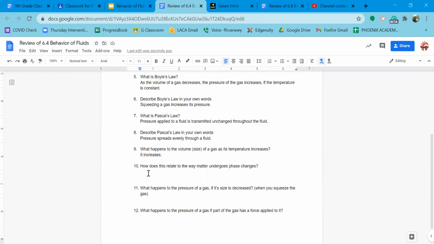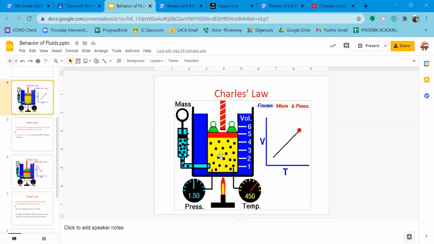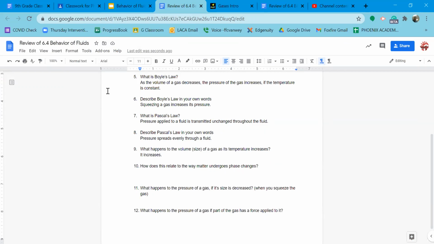And question 10 is interesting because it relates back to section 3, chapter 6, section 3. It talks about the way that matter undergoes changes in phase or changes in state. So when we increase the temperature of matter, its particles are going to speed up and spread apart. As they're heated, the particles of a solid are going to move apart. When they do that, it becomes a liquid. If we continue heating, they'll move apart even more, and it will become a gas.